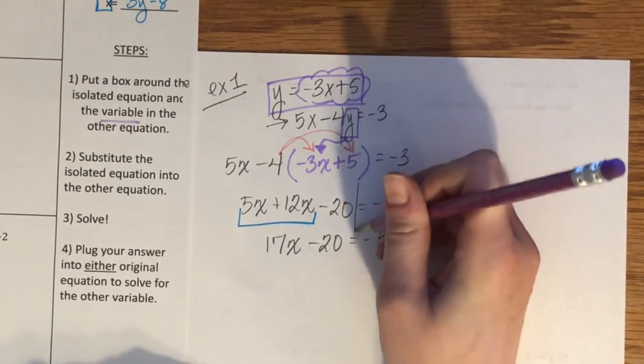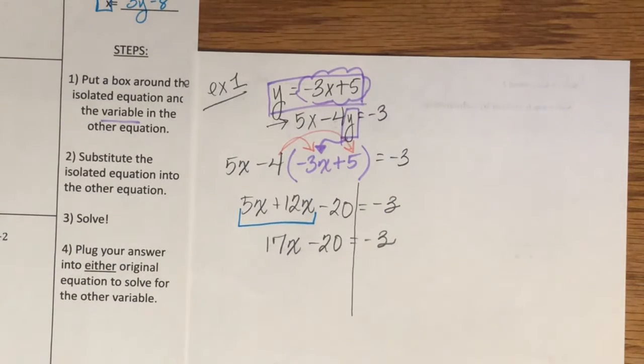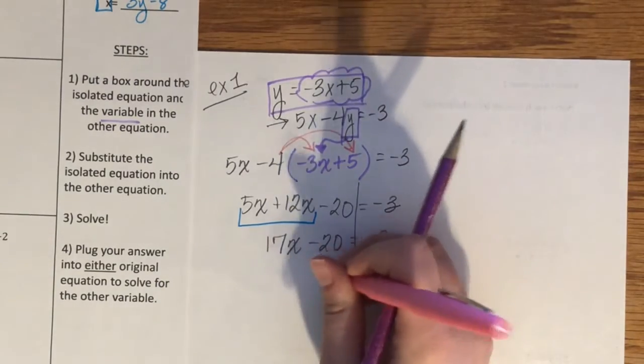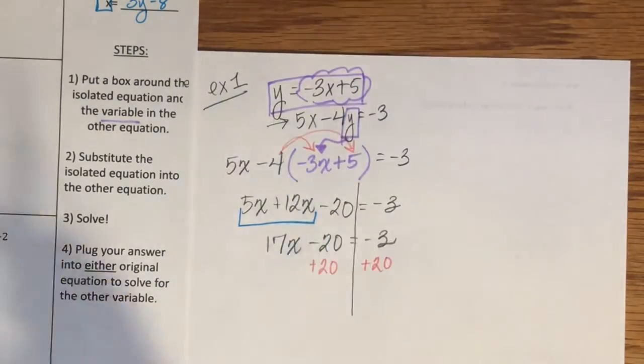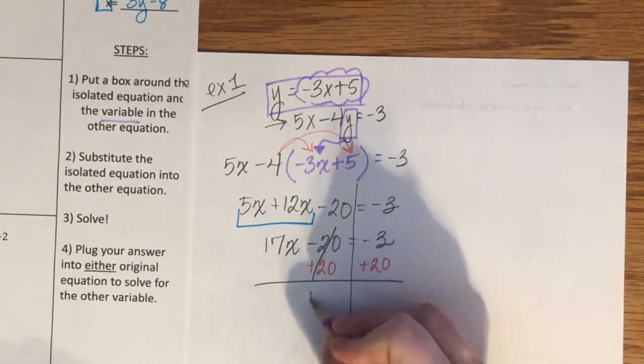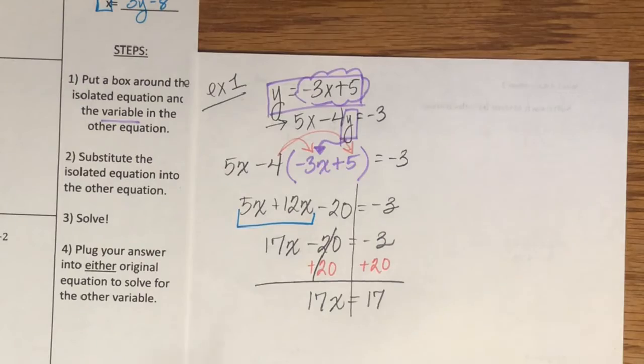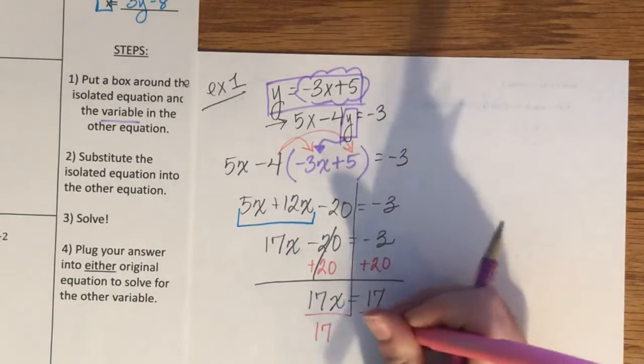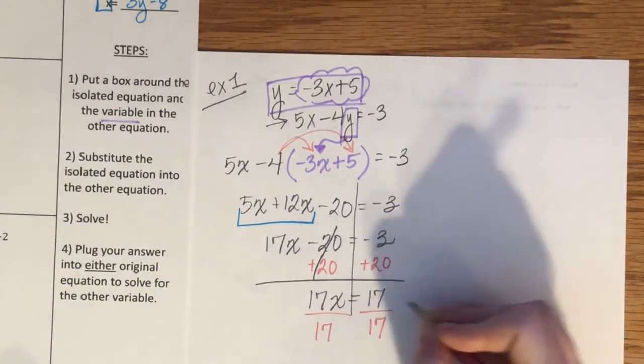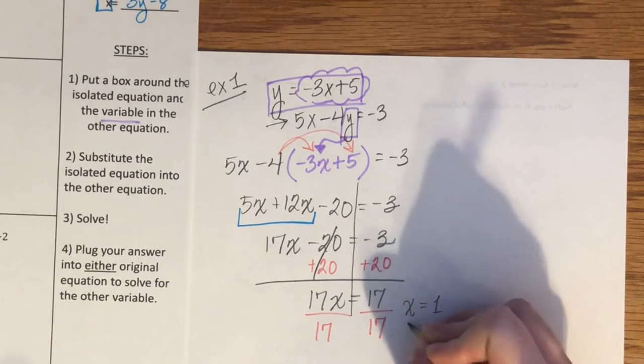And I forgot, usually when we solve equations, we put a line down the equal sign so that we can clearly see the 2 separate sides. So now I'm going to add 20 to both sides. And when I do that, I end up with 17x equals 17. So my last step is going to be to divide by 17. And 17 divided by 17 gives me x equals 1.